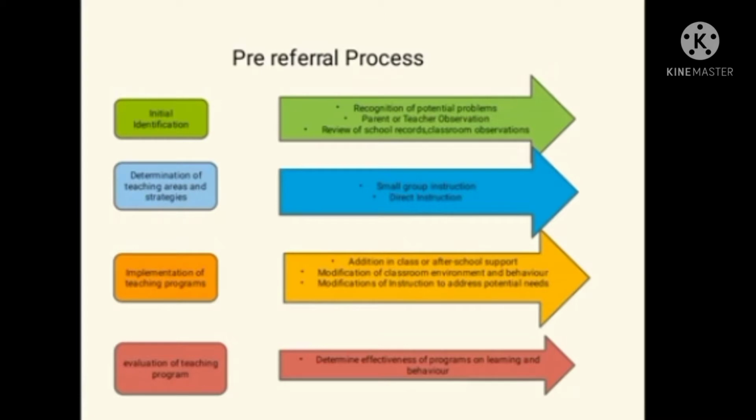In the first stage of the pre-referral process, the initial identification is where there is recognition of potential problems, parent or teacher observation, review of school records, and classroom observation. It begins when someone, a parent or member of school staff, starts to have concerns about a student's academic or behavioral performance. As might be expected, the pre-referral process is most often initiated by teachers' formal concern.